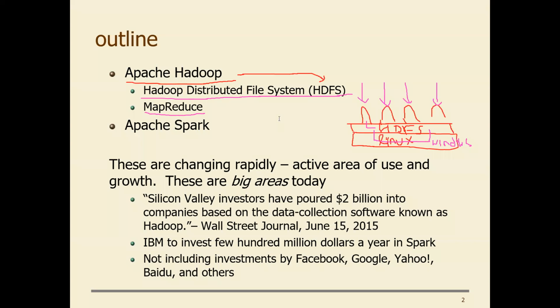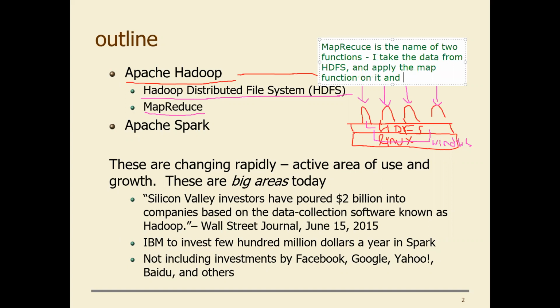So what is MapReduce? MapReduce is the name of two functions. I take the data from HDFS and apply the map function on it, and then I apply the reduce function. It's as simple as that. So everything which happens on the Hadoop cluster gets converted to MapReduce for batch processing.